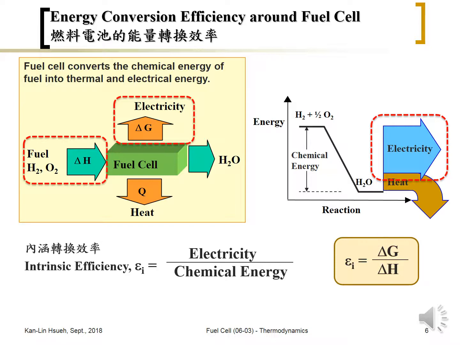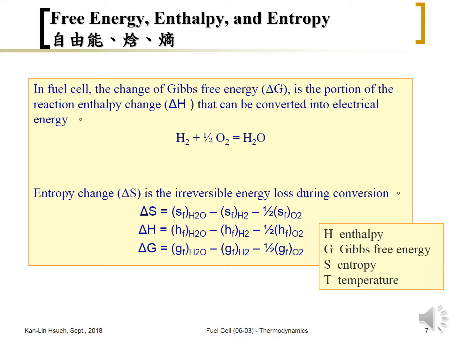The relationship between delta G and delta H can be given by this equation. We still use hydrogen as an example. Delta G equals delta H minus T delta S, from the second law of thermodynamics. Delta G is the change of Gibbs free energy, and delta S is the change of entropy here. And actually, they are the same for this chemical reaction.